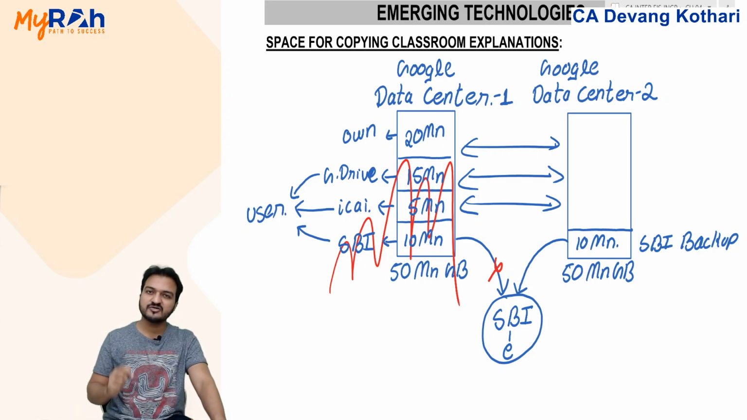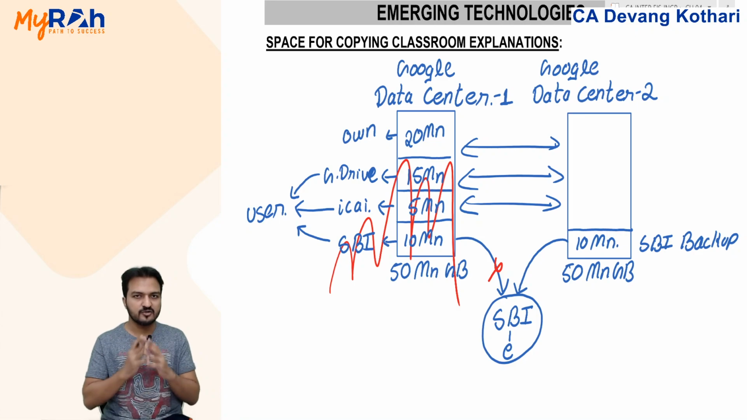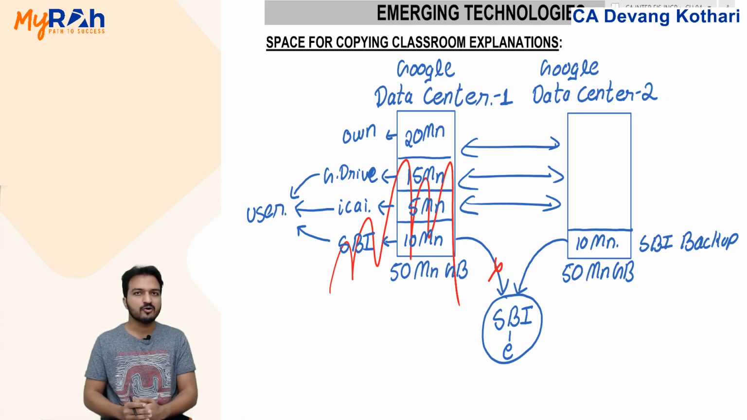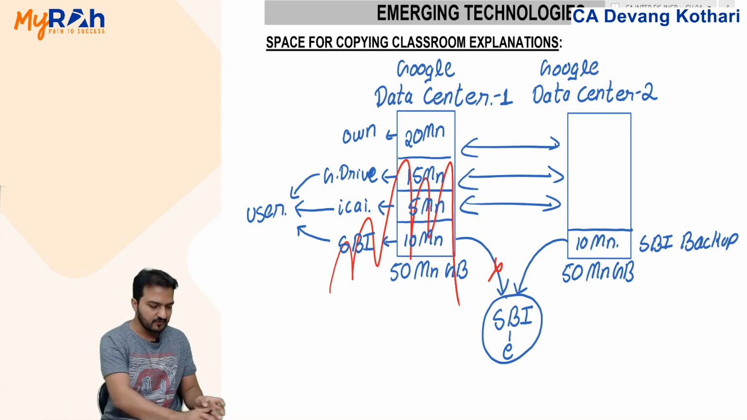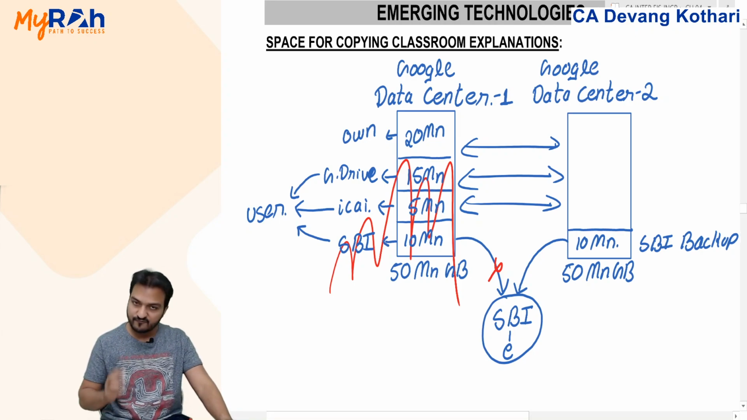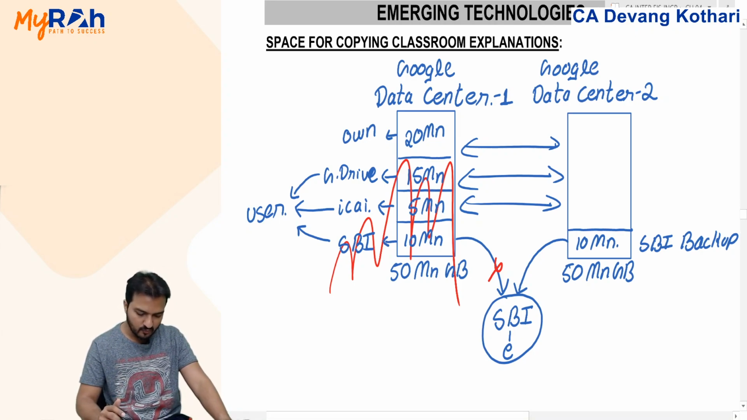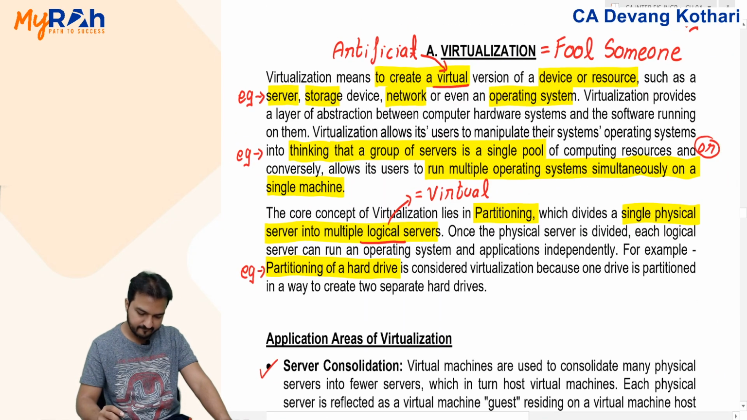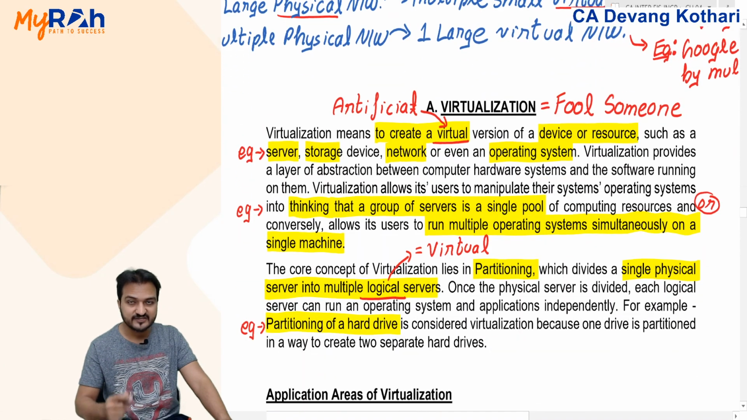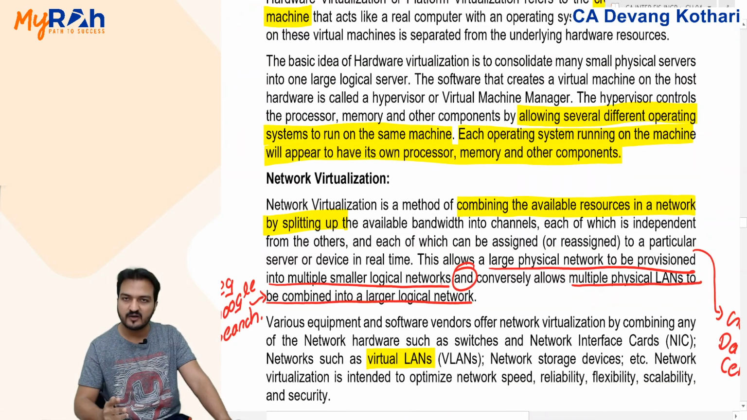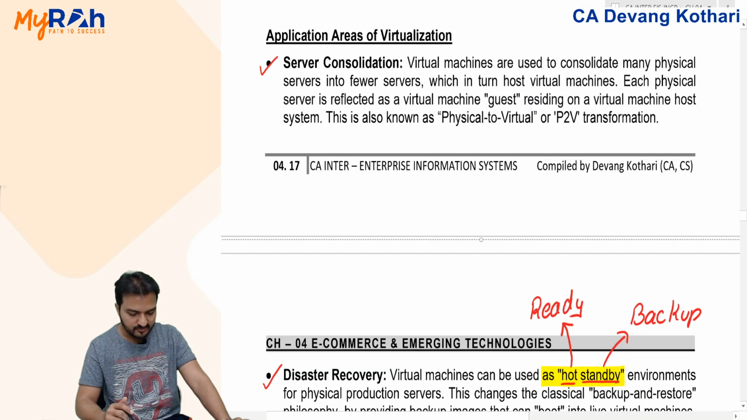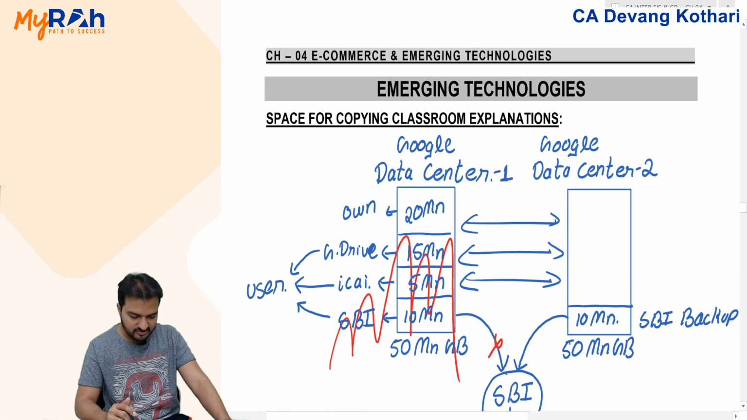Under emerging technologies, we are learning various new technologies that are discussed in your book. Out of these new technologies, the first three were the more important ones. If I show you just the headings first: number one was virtualization, the second was grid computing, and the third was cloud computing. These three technologies were the more important ones.